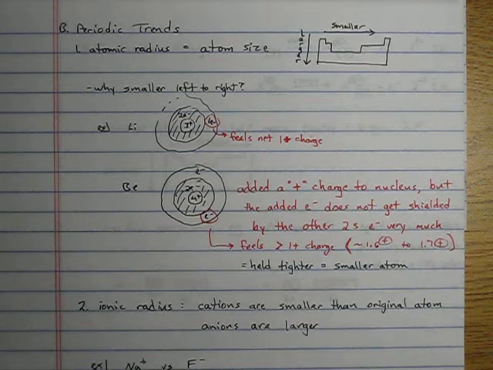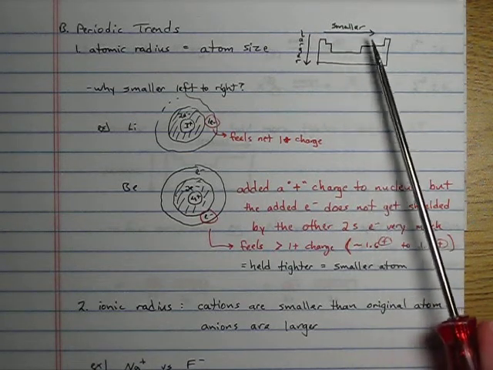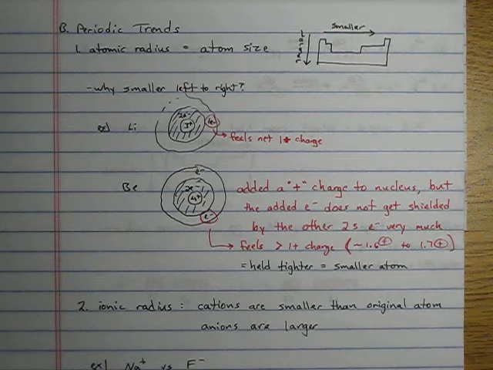from the nucleus. What might not be expected, though, is as we go from left to right across the periodic table, the atoms actually get smaller. Now, why is this? We keep adding electrons. Why is an atom going to get smaller if we're putting more electrons into the orbitals?